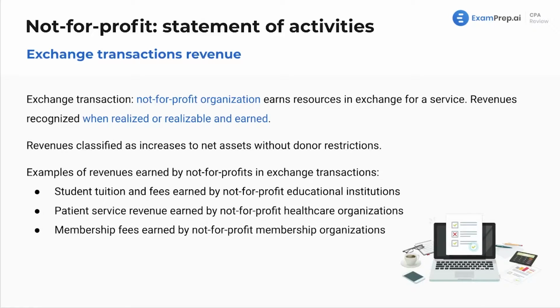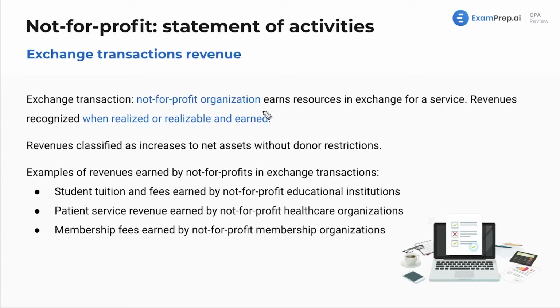Exchange transaction revenue. Now, you're going to see this in not-for-profit and government, right? Exchange. You give something and get something. It's not just a one-sided transaction. If someone receives a grant, that doesn't necessarily mean you have to give something up for it. You just receive free money, essentially. So that would be a non-exchange. But exchange revenue is, okay, as a not-for-profit university, I receive tuition money and I give you an education.